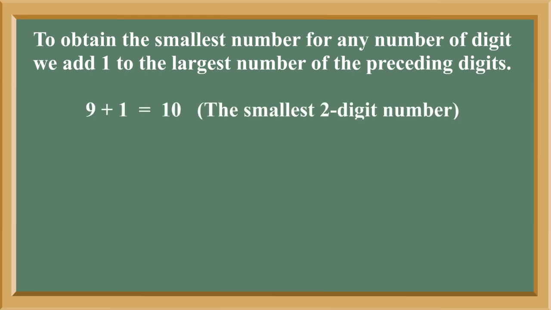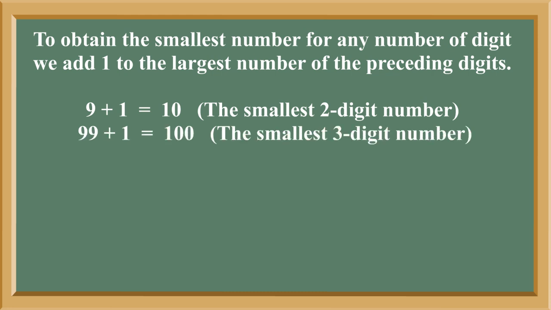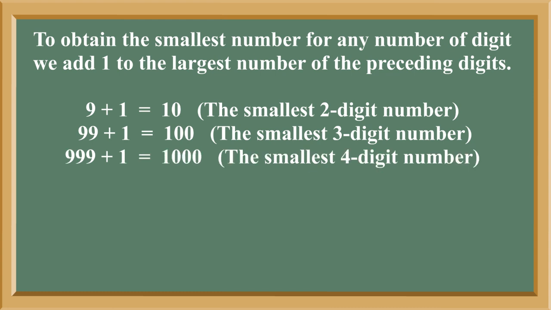9 plus 1 is 10, the smallest 2-digit number. 99 plus 1 is equal to 100, the smallest 3-digit number. 999 plus 1 is equal to 1000, the smallest 4-digit number.